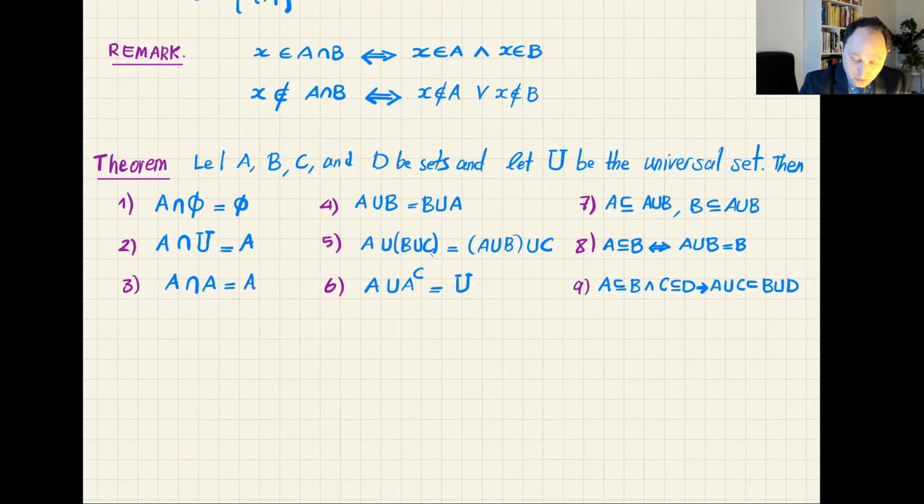So let me just clean this one as well. So it is commutative. So A intersection with B is equal to B intersection with A.